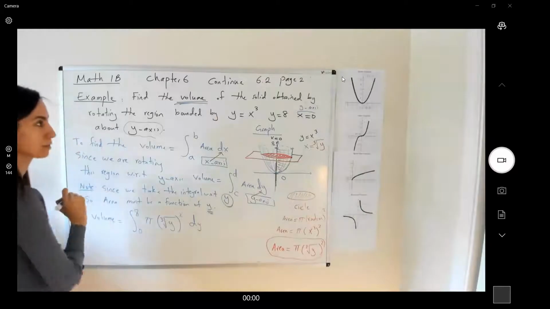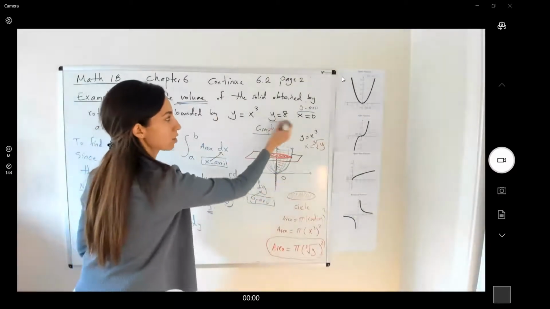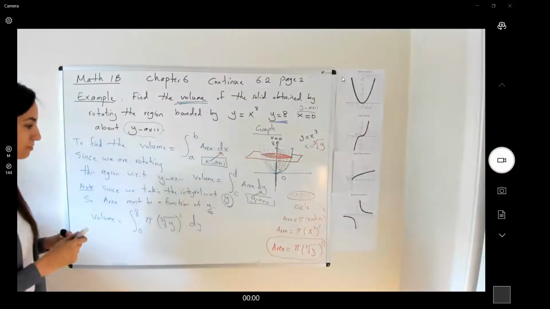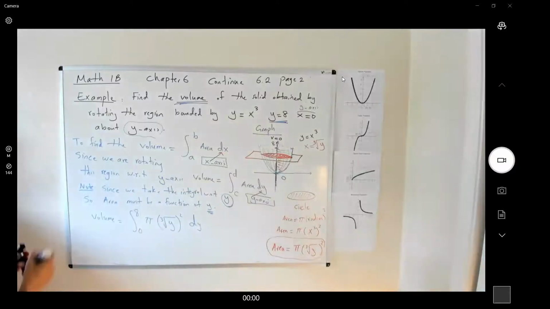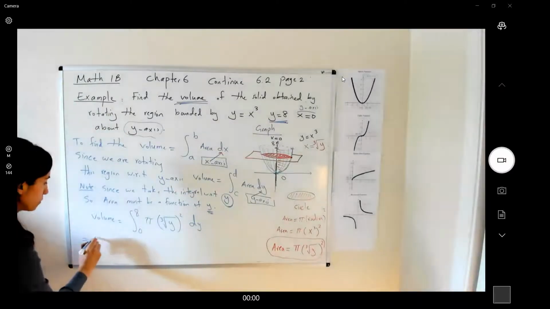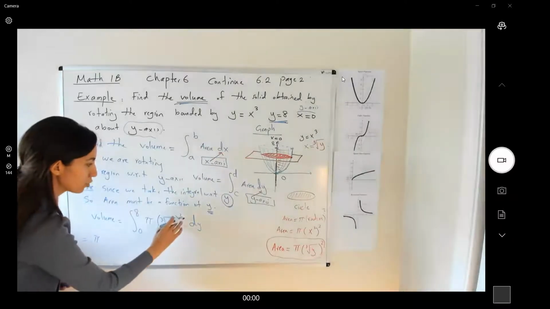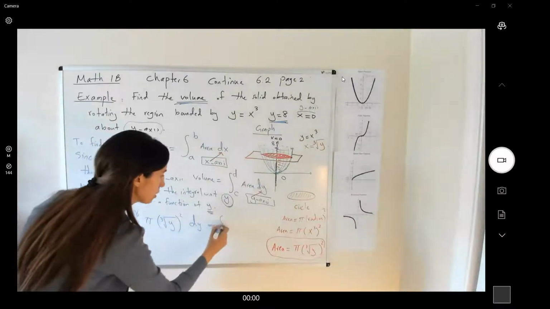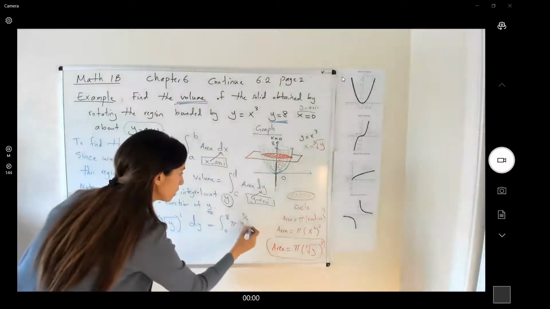0 to 8. Y starts from 0 and stops at 8. Okay, the rest is just taking the integral that we learned before. This is equal to pi. Here you have y raised to 2/3. So this is 0 to 8. Pi y to 2/3 dy.